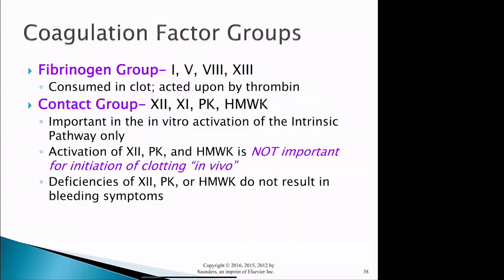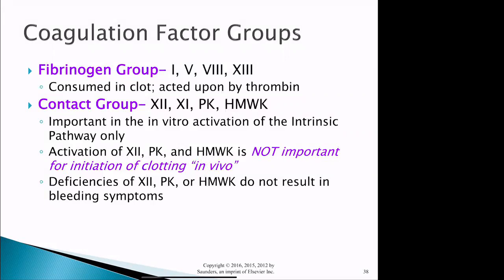Okay, so in Coag, we have grouping names for all of the factors that we talk about and test in Coag. These factors are grouped by their common properties. The fibrinogen group is fibrinogen, factor 5, factor 8, and factor 13. These all get consumed in the clot and they are acted upon by thrombin.